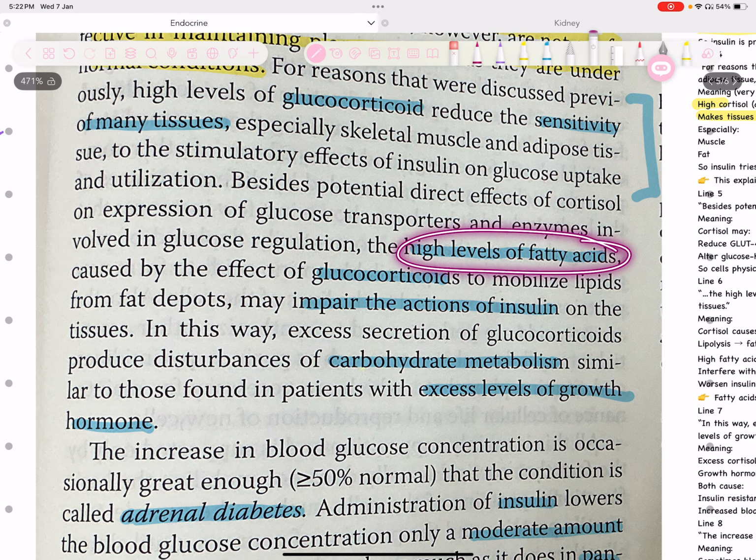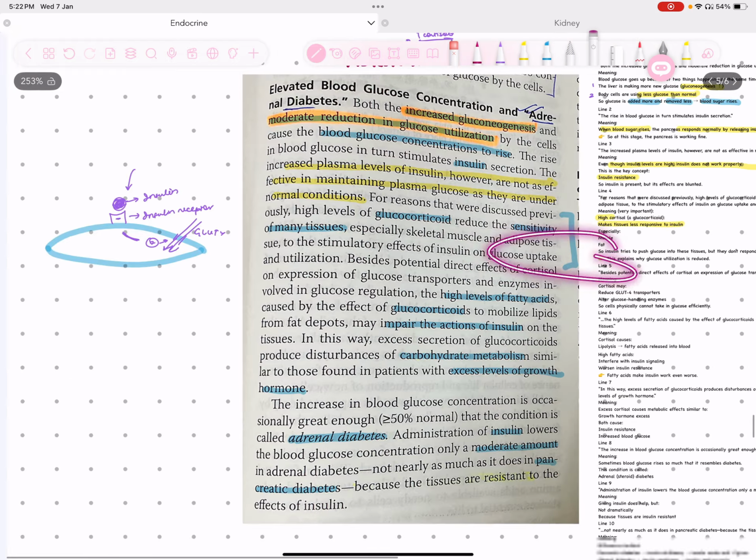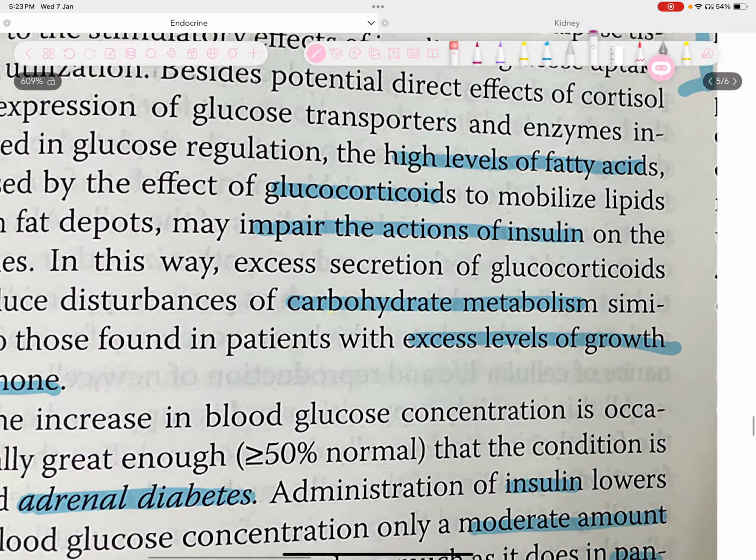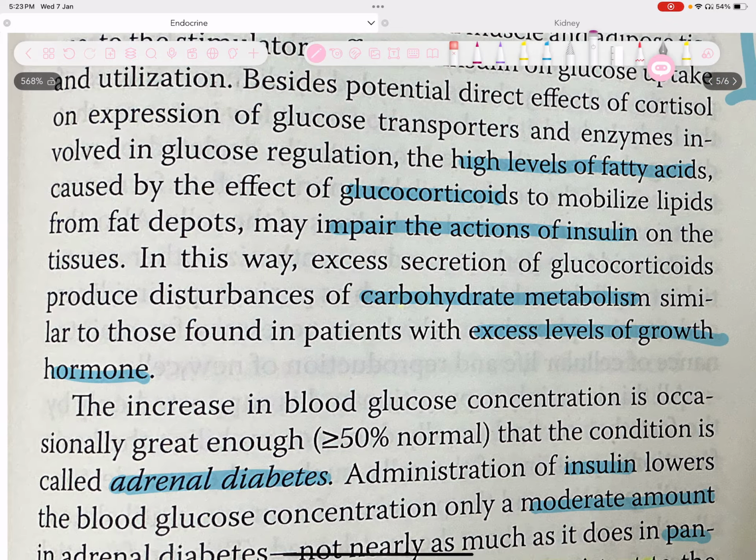Why are there high levels of fatty acids to begin with? Because of glucocorticoids. So glucocorticoids, they do what? They cause excessive lipolysis. They mobilize a lot of fat. All of that fat from the fat depots, all of this fatty acid, is going to go into the blood. And when it goes into the blood, it hinders the signal transduction, because of which the GLUTs won't be translocated. So what do fatty acids do? They hinder the signal transduction, because of which they impair the actions of insulin.